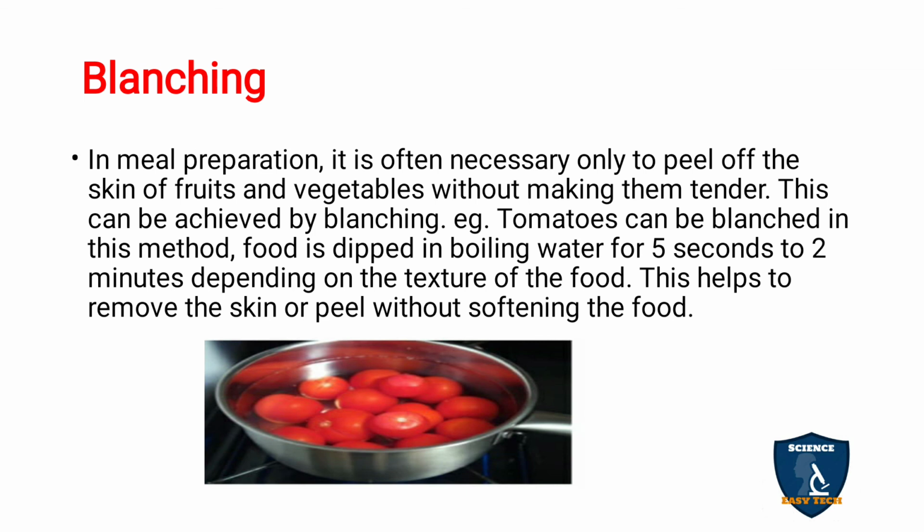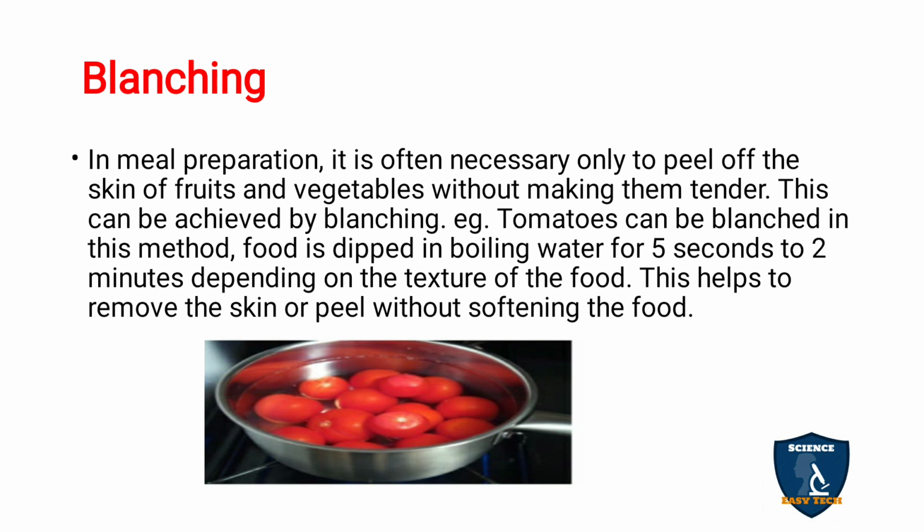Blanching. In meal preparation, it is often necessary only to peel off the skin of fruits and vegetables without making them tender. This can be achieved by blanching. For example, tomatoes can be blanched by this method. First you have to boil the water. Then put the tomatoes in that water for 5 seconds to 2 minutes, maximum 2 minutes.